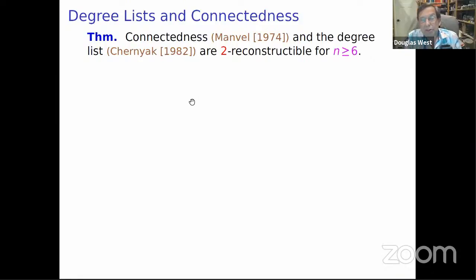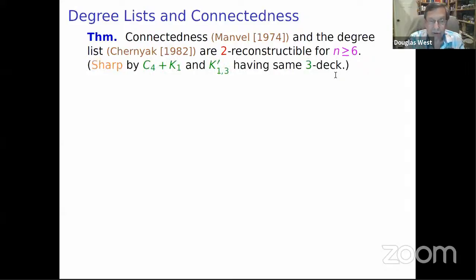Well, let's think about some other parameters of the graph. Of interest has been the degree list of the graph and whether or not the graph is connected. Back in 1974 and 1982, Manvel and Chernyak respectively showed that connectedness and also the degree list are reconstructible when you have at least six vertices. Okay. We were able to push this a little farther.